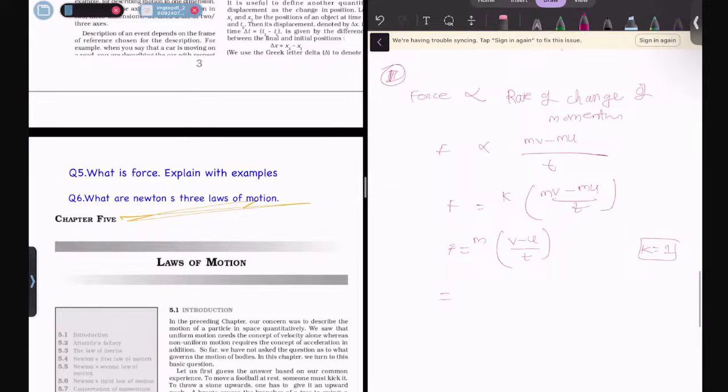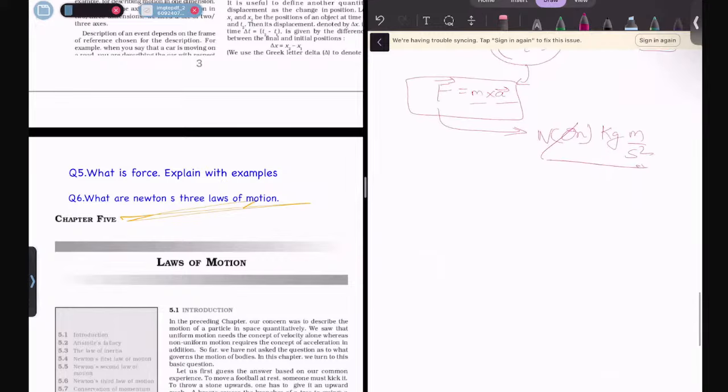Okay, so what will be the force formula? (v minus u) by t, we know, is acceleration. So force is equal to m into a. The SI unit of force is Newton, or kg meter per second square. Okay, this is Newton's second law of motion.